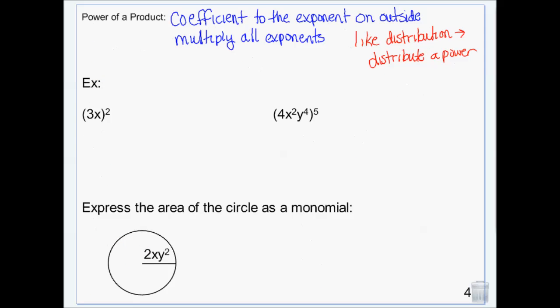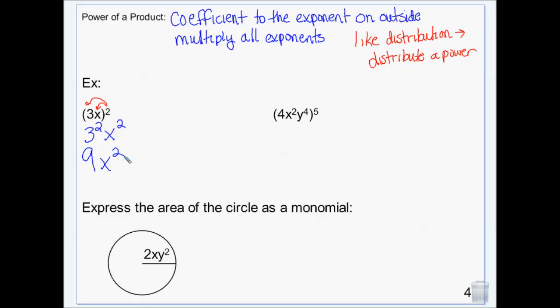Okay, so it's sort of like distribution, but instead of distributing a number that I'm multiplying in from the front, I'm distributing a power to everything inside. So this squared is going to affect the 3 and the x. In this case, I get 3 squared x squared. Now, 3 squared is small enough that I don't want you to leave it as 3 squared. If it was 3 to the 15th, leave it. That's fine. But 3 squared is easy, so it'd be 9x squared.